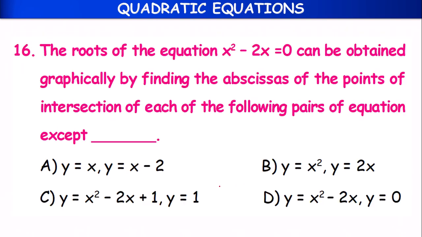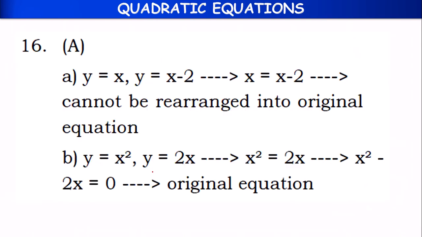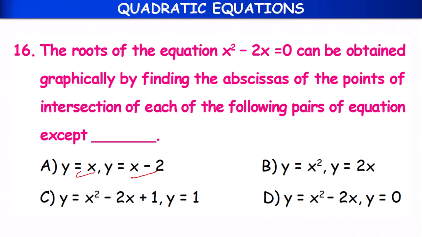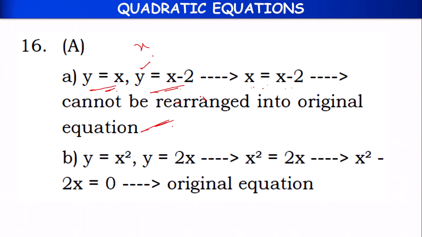In option A, they have given y equal to x and y equal to x minus 2. In the place of y, we can keep x, so we will get x equal to x minus 2. So this cannot be rearranged into the original equation. The original equation is x square minus 2x equal to 0, but with the given equations, we cannot frame it.